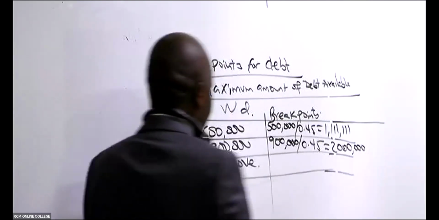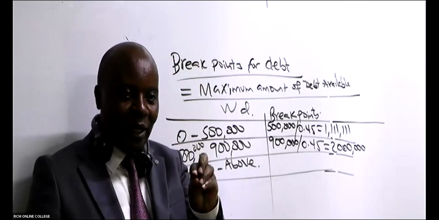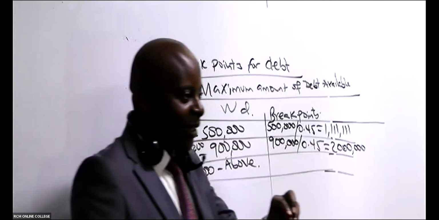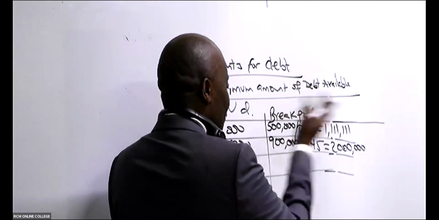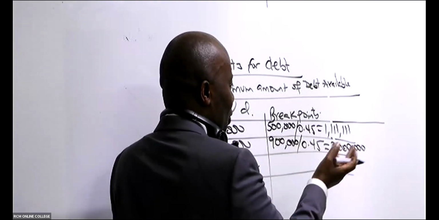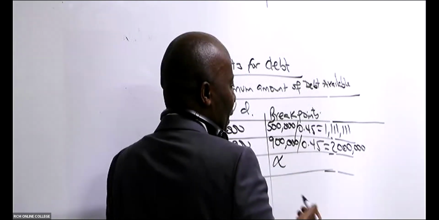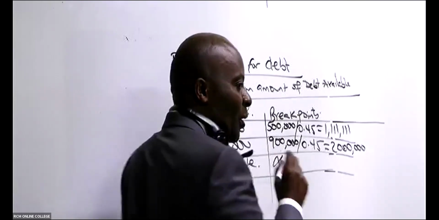What about the third class? What is the answer for the third class? This automatically means that the above means infinity. So the breakpoint here is infinity. There is no maximum limit, and therefore there is no breakpoint.